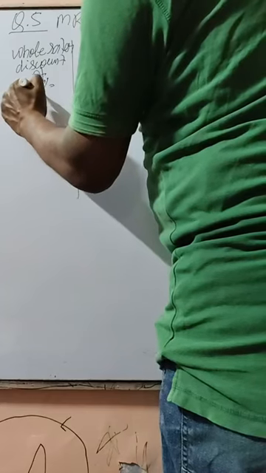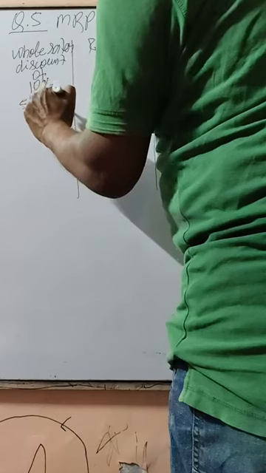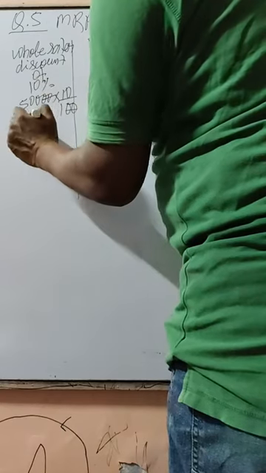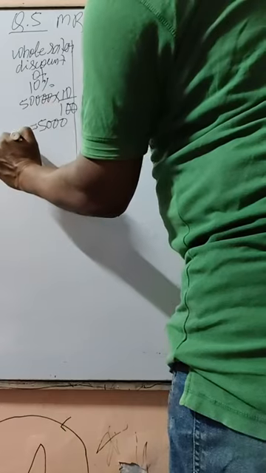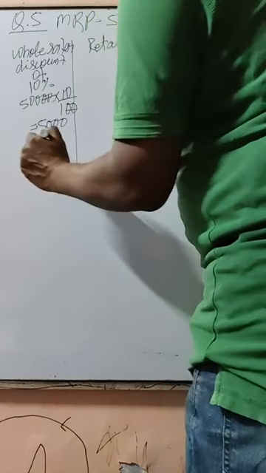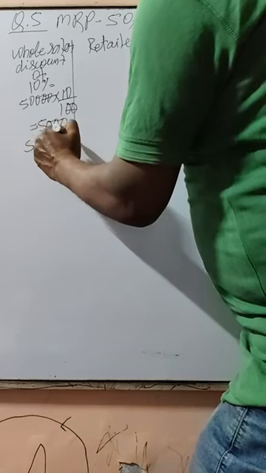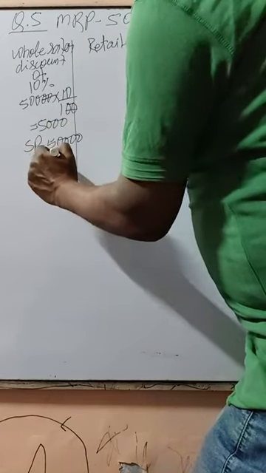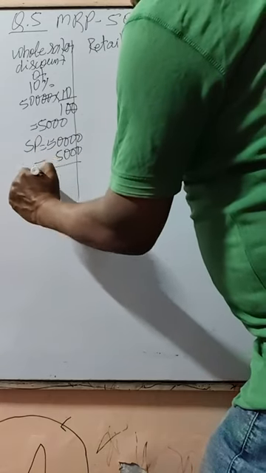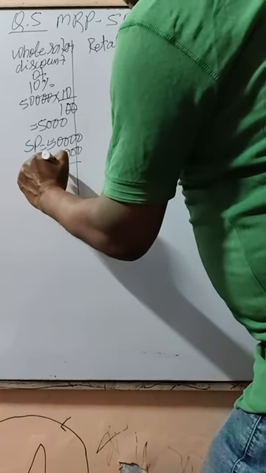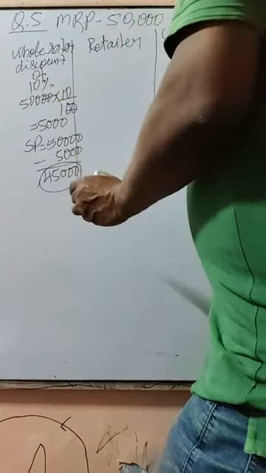50,000 into 10 upon 100. It becomes 5,000. So SP is equal to 50,000 minus 5,000 becomes 45,000. Right? So this is the SP.